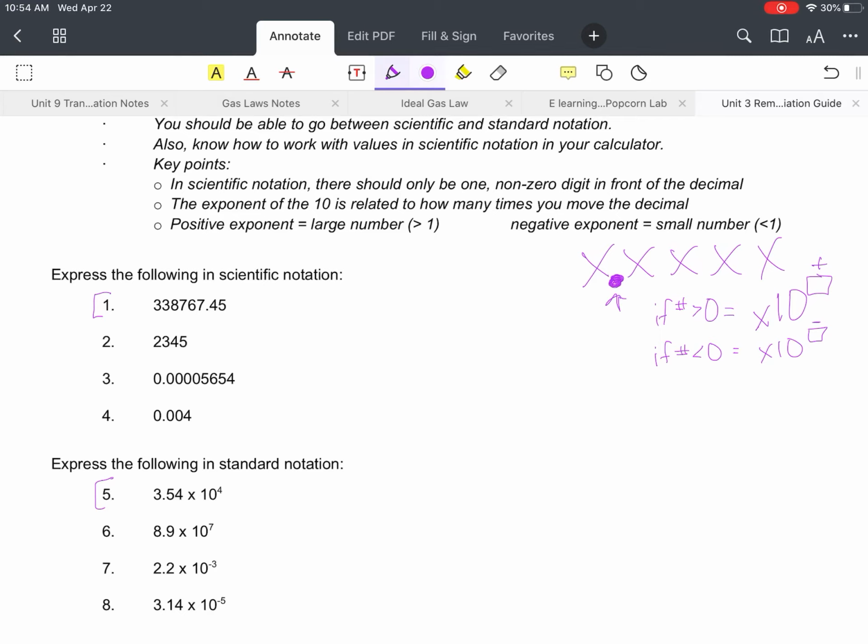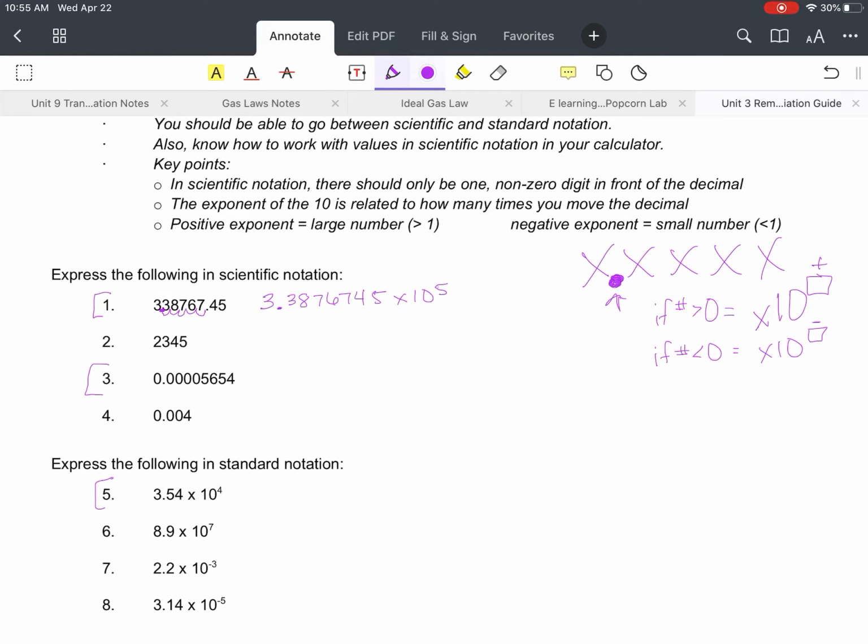So let's look at number 1. Remember, I need my decimal to go right after that first 3. So I'm going to move it 1, 2, 3, 4, 5 places. Okay, 5 places. So my new number is 3.3876745 times 10. I moved it 5 places, so my exponent is going to be a 5. And since my number here is bigger than 0, it's a big number, my exponent is going to be positive, so I'm going to leave it as a positive 5.